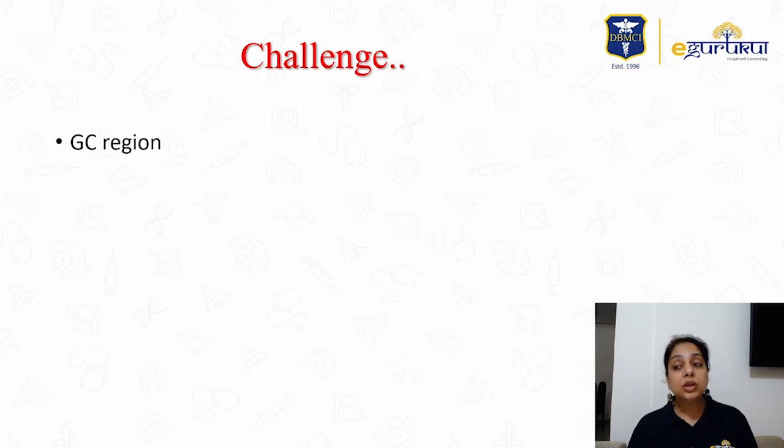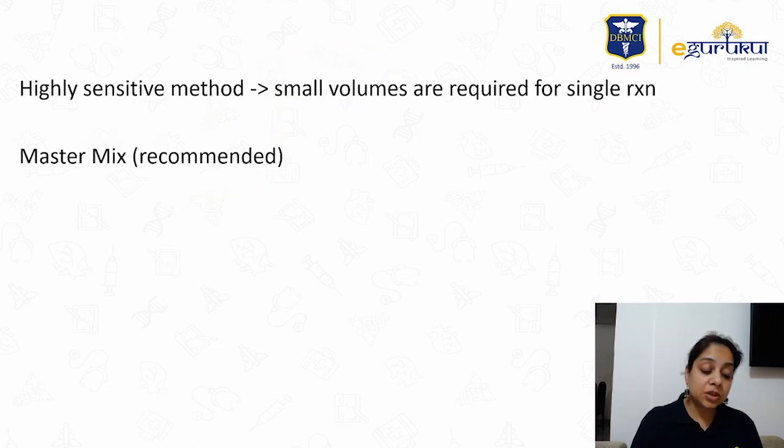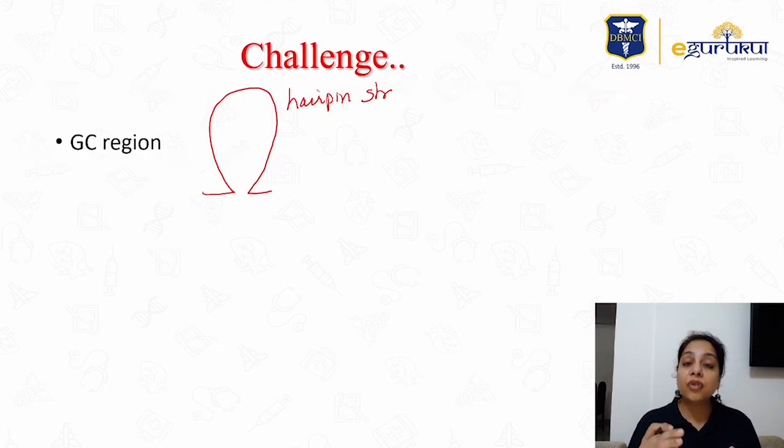Okay. The major challenge in running the PCR reaction is the GC-rich region. Let's say your template strand has multiple GCs, then they tend to form this hairpin structure. Now, if there is a hairpin structure, then it is difficult for DNA polymerase to go and bind, because now it is sort of a secondary structure. DNA polymerase cannot accommodate itself in and do the entire replication process.